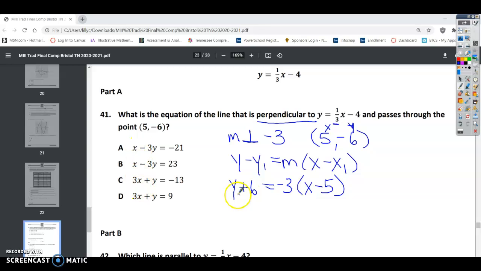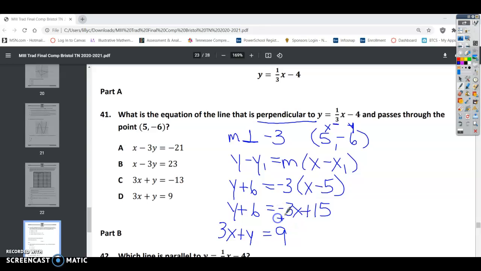So all we need to do is rewrite this equation where my x and y are on the same side of the equation. So I've got y plus 6 equals, I'm going to distribute this, so I'm going to have -3x and plus 15. Now move the -3x, I'm going to add it to the other side, so I'm going to have 3x plus y, and I'm going to subtract 6 from 15. If I subtract 6 from 15, I get 9.